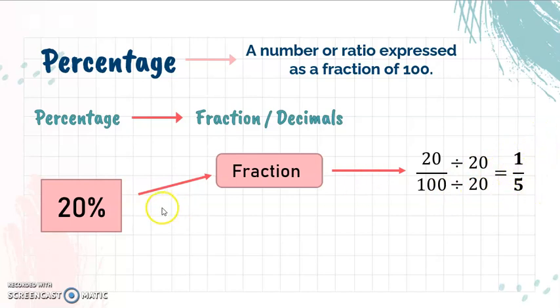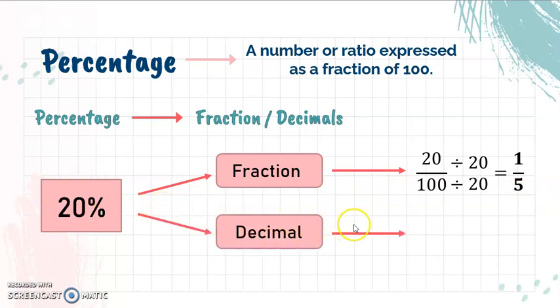Alright, so next, how do you convert a percentage to a decimal? First, convert it to a fraction. In this case, percentage is a fraction of 100. So from here we know to convert fraction to decimal, we'll get 0.20.